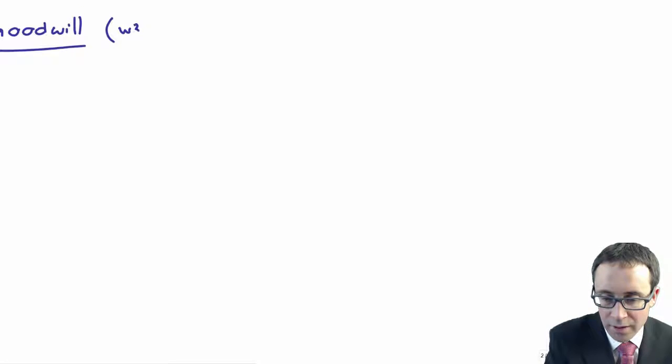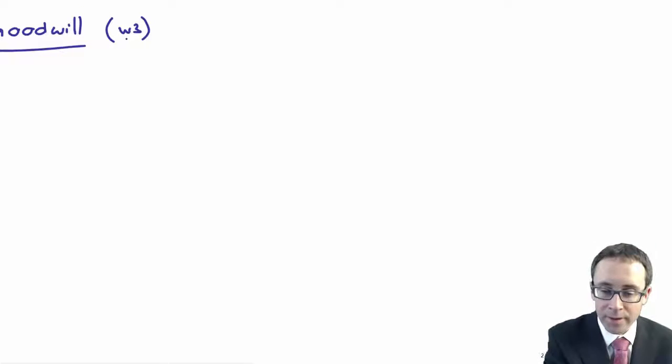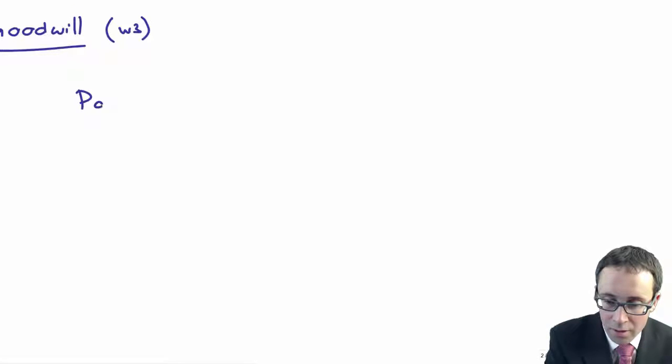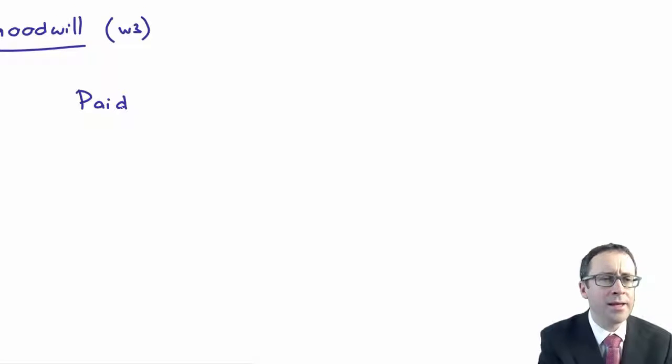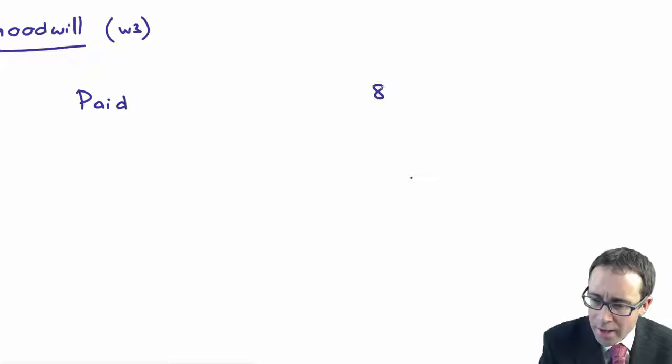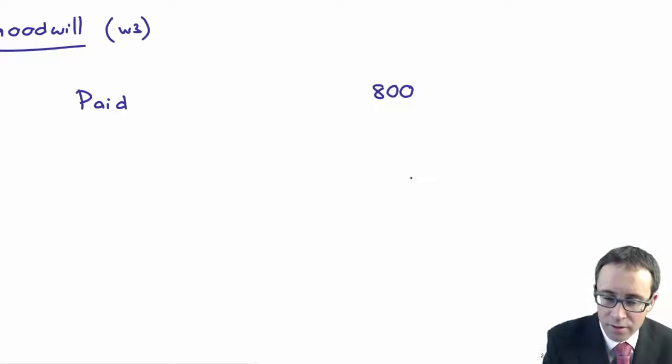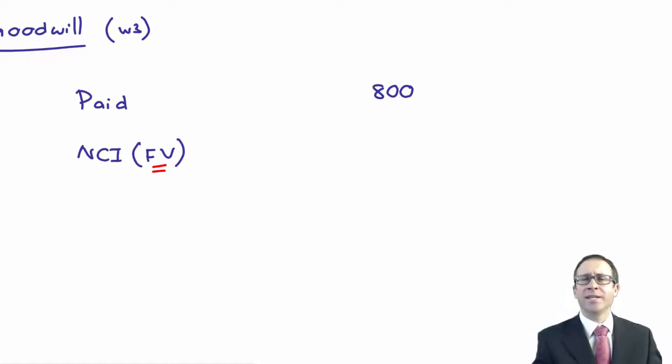So goodwill, if you like your standard numbers, is working 3. So that's looking at what we have paid. Well, the amount that we paid was 800,000. The non-controlling interest is there to be measured at fair value. In most questions, it will tell you what the fair value is. Okay, the fair value is essentially the market price of a share, isn't it?